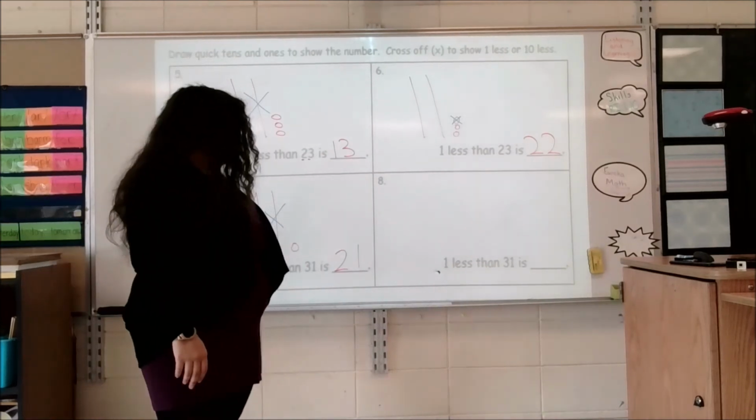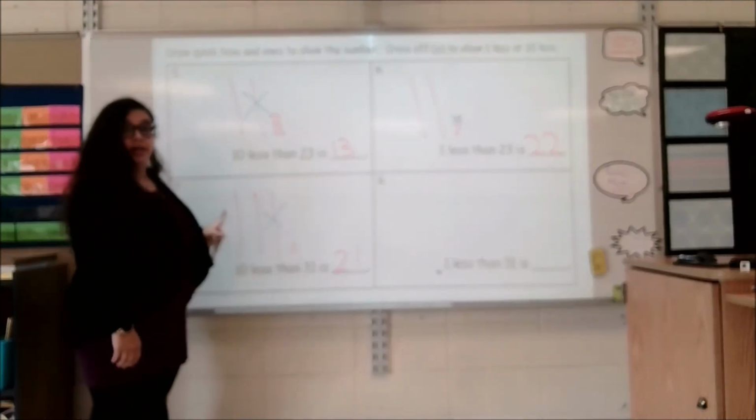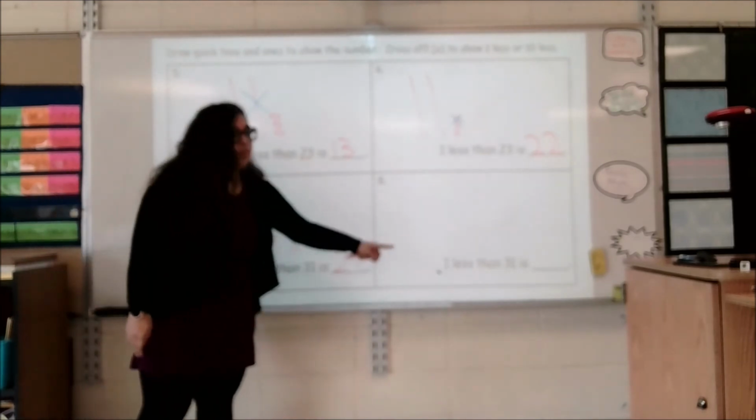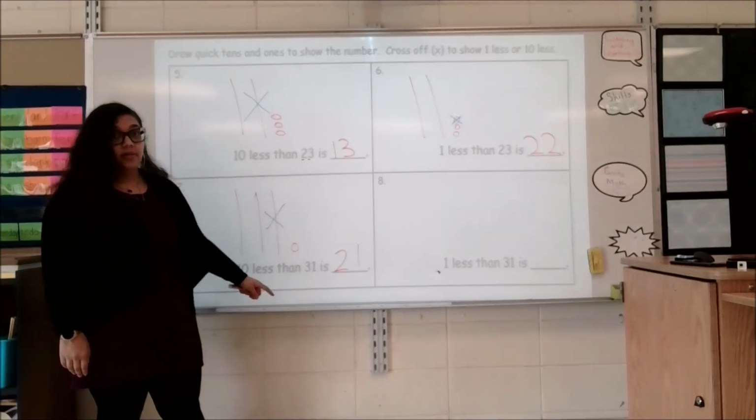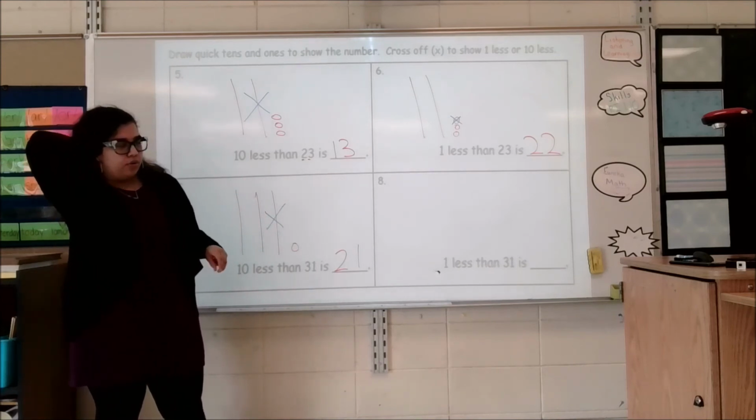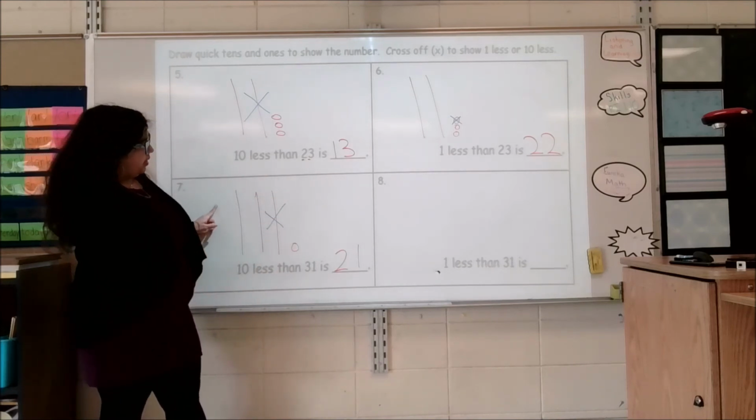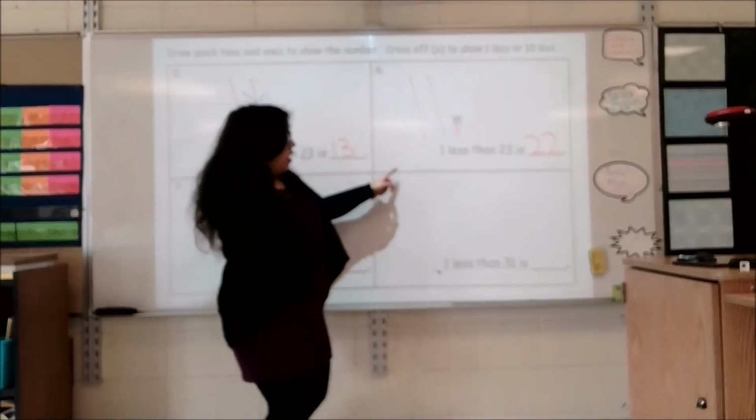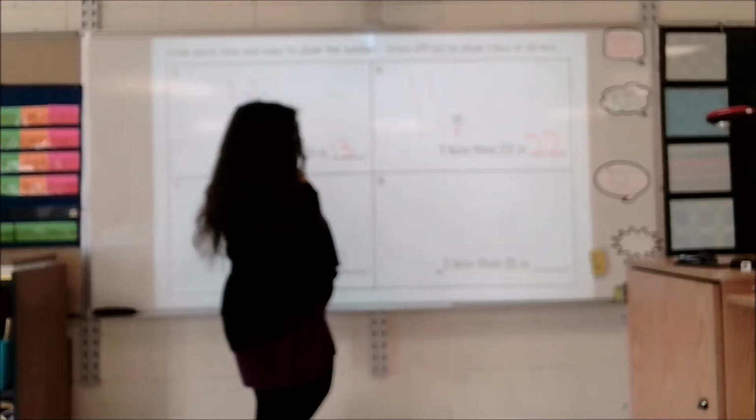So 3 10 1 becomes 2 10 1. See what's happening there? I'm changing the place value, the value of the tens place, the value of the ones place. I'm showing that change.